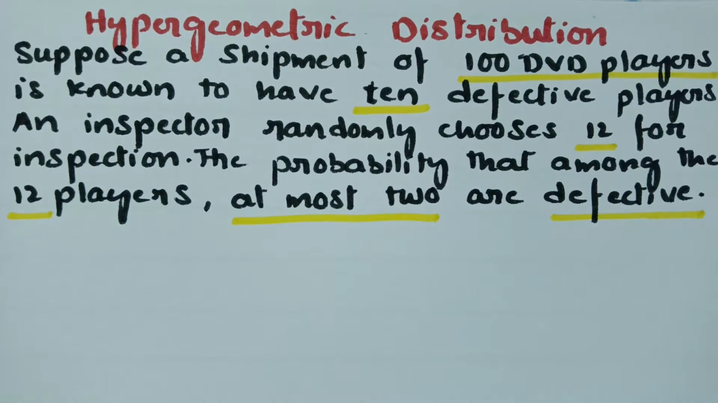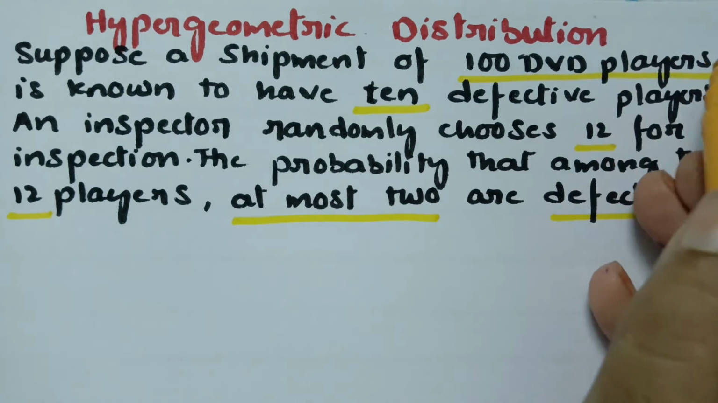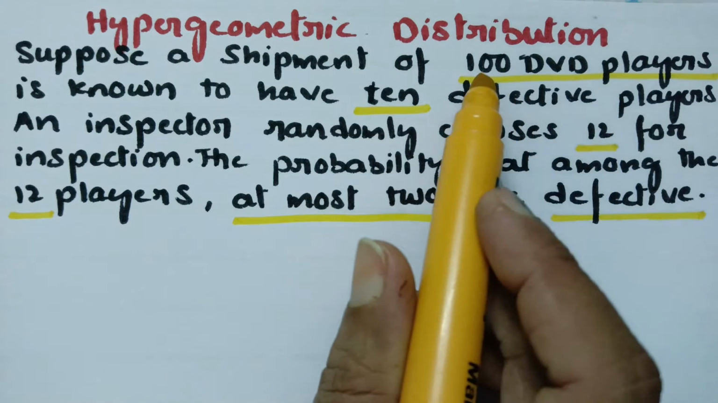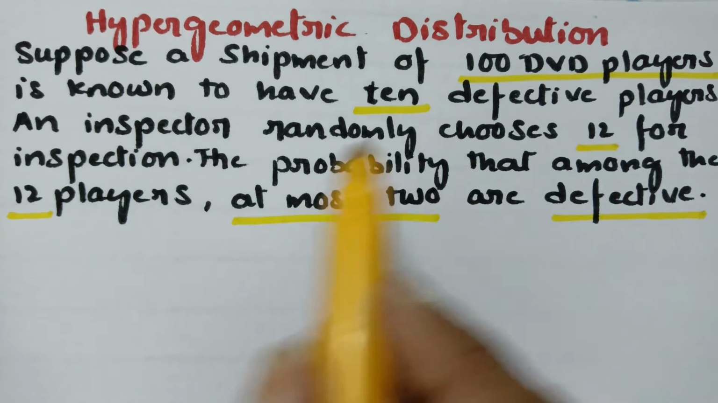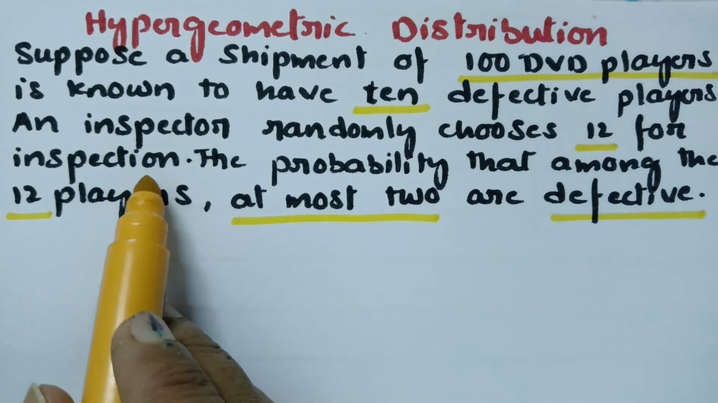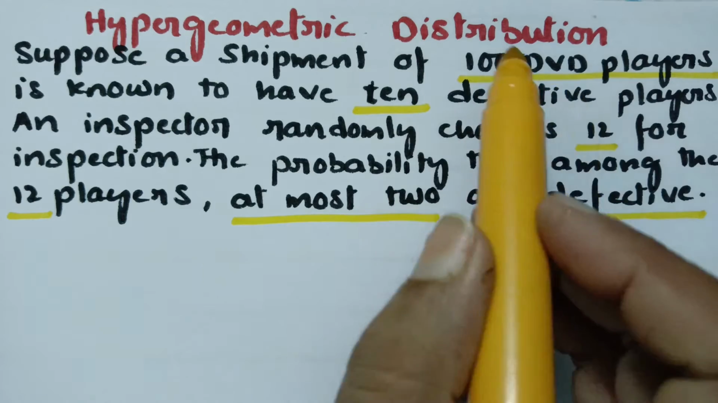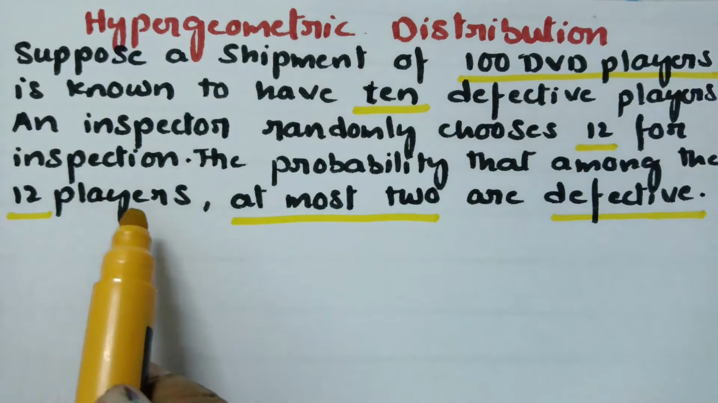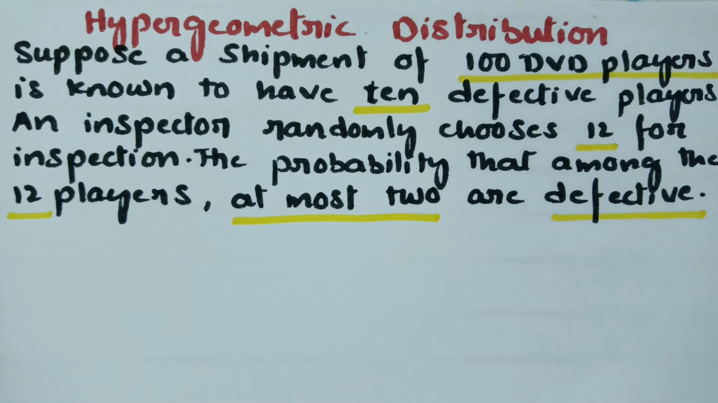See here, suppose a shipment of 100 DVD players is known to have 10 defective players. So among 100, 10 are defective. An inspector randomly chooses 12 for inspection. Small n is equal to 12 and capital N is equal to 100. The probability that among the 12 players, at most 2 are defective. At most 2 means probability of x less than or equal to 2. We have to use hypergeometric distribution.